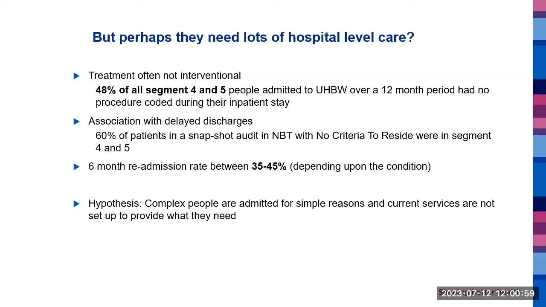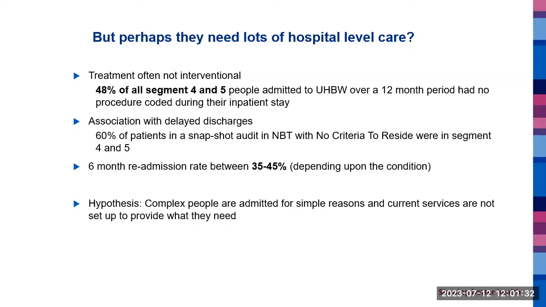So it wasn't especially complex care. A lot of what they were getting was head scans and chest x-rays. Interestingly, although most of them are discharged onto pathway 0, basically discharged back home with no follow-up care, 60% of them in an audit were on no criteria to reside. This is about their complexity. It's not that they need to be discharged onto something, it's that they themselves are so complex that the amount of admin that someone needs to go through in order to take them out of hospital is really, really high.